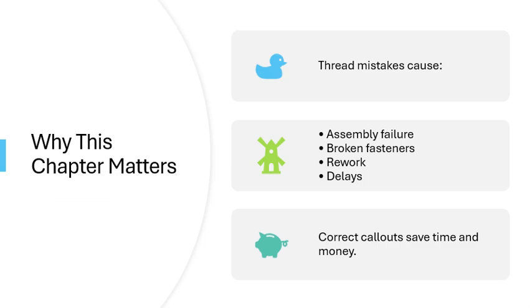So it looks professional. The chapter is short but really important, because we always deal with bolts and screws and threads and nuts all the time. Without them, it's impossible to stabilize any product or system. Thread mistakes cause assembly failure, broken fasteners, rework, and delays. We want to avoid all of this. Make sure you correct the callouts and your notes. Notes have to contain all the information you need about your thread.